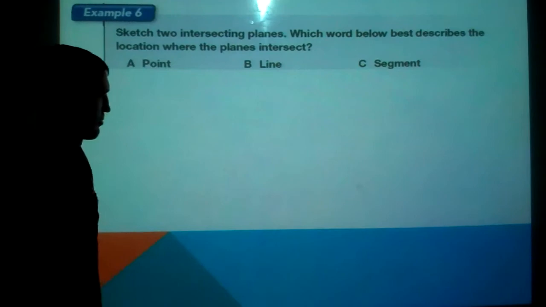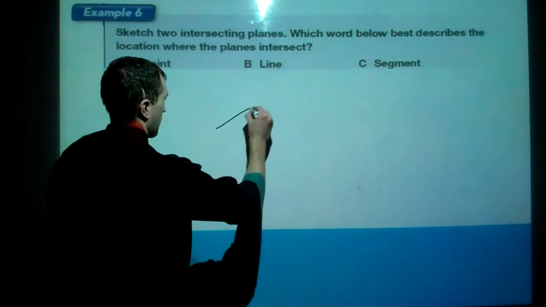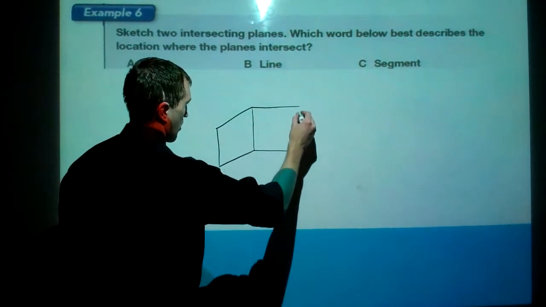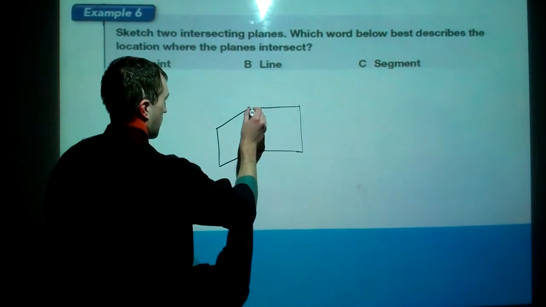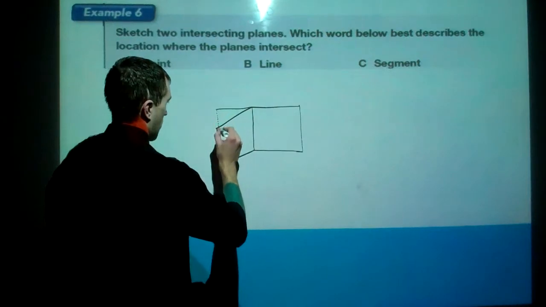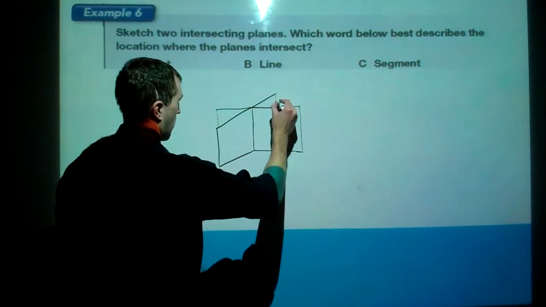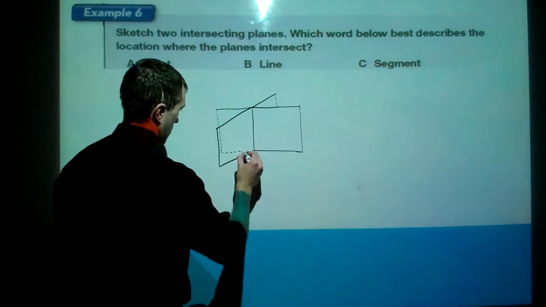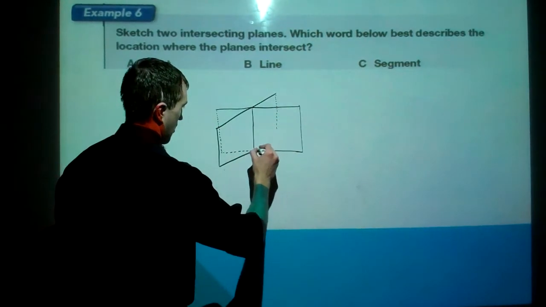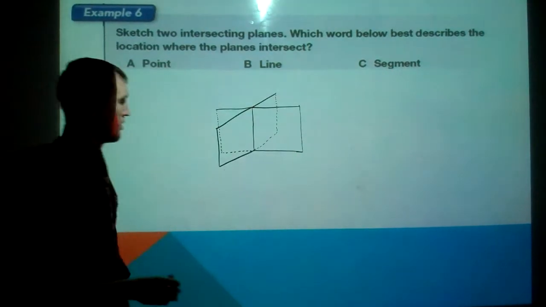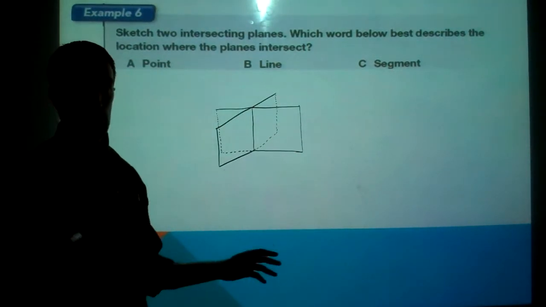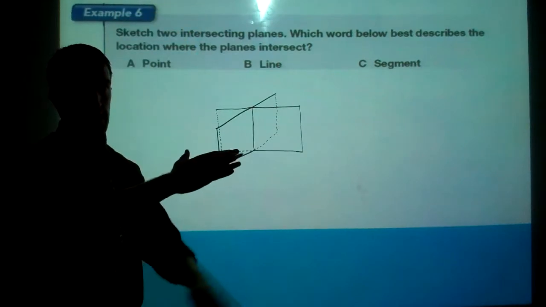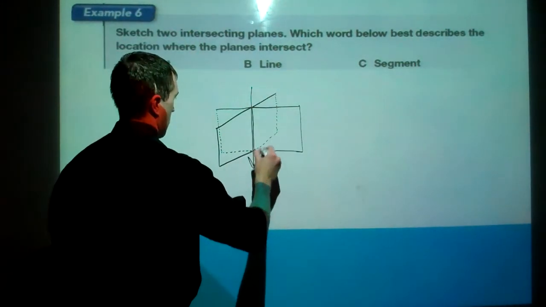All right, well, two intersecting planes is going to look like this. And keep going here. Something kind of like that. So we're getting a three-dimensional effect, and we're looking at this intersection right here. Thing to remember, it goes on forever. This way and this way. This right here. That's a line.